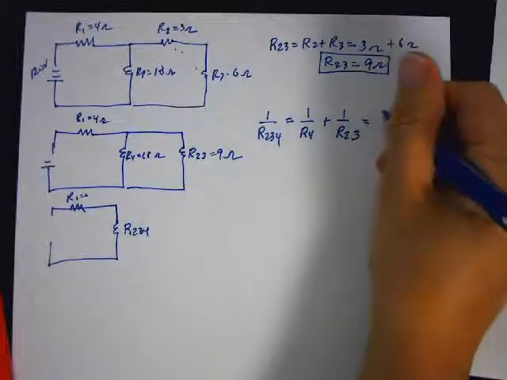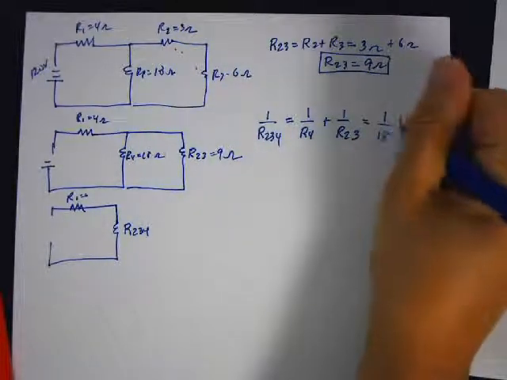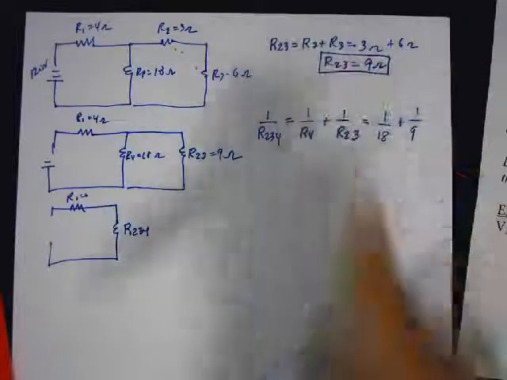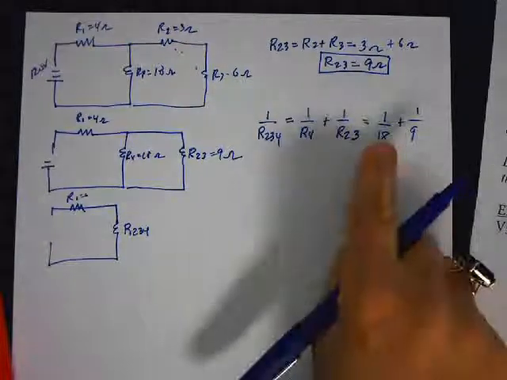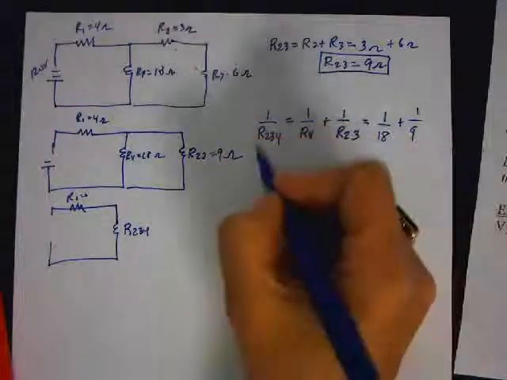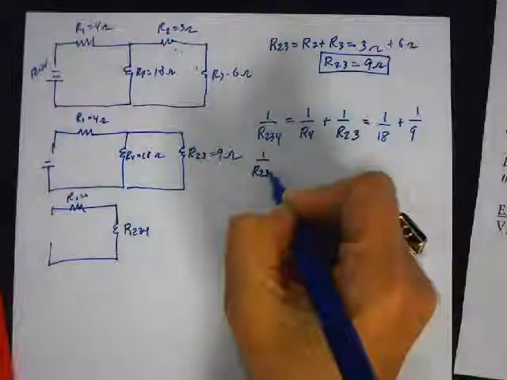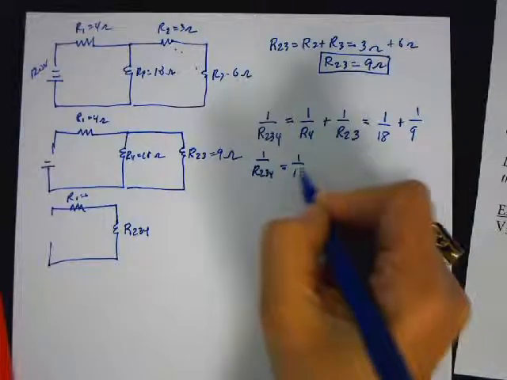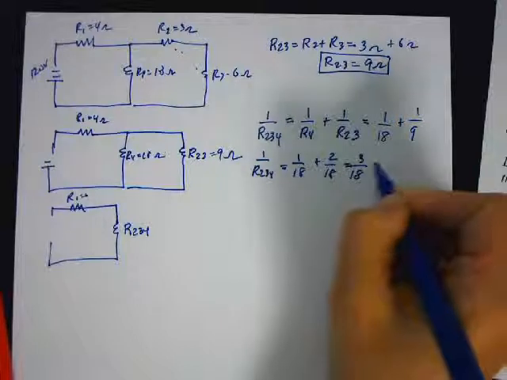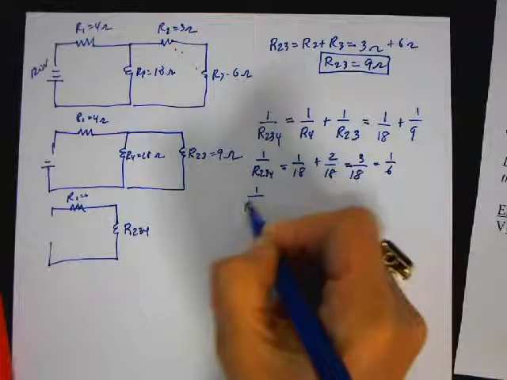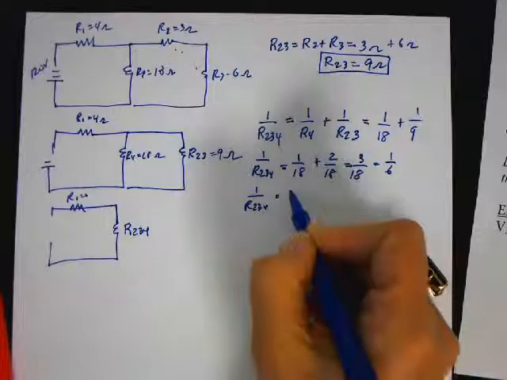So that's going to be equal to 1 over 18 plus 1 over 9. Do you notice these have really easy numbers? Remember I said that most of the time textbooks use whole numbers, and they use whole numbers so you can easily find a common denominator, so you can practically do the math in your head. So if I find a common denominator here, which is 18, 1 over R234 is equal to 1 over 18 plus 2 over 18, which is 3 over 18. I can reduce that to 1/6. So 1 over R234 is equal to 1/6.